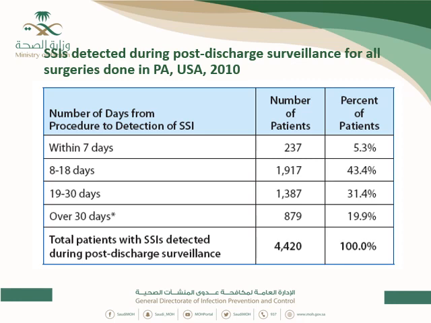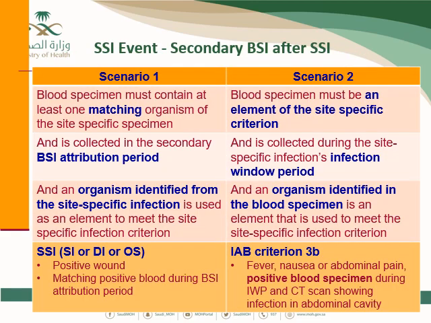This slide shows you the time for developing SSI and also detecting this in post-discharge surveillance. As you see, only 5% of the SSI can develop within the first week. And the highest incidence have been during the second and third weeks, where you have 43% between 8 and 18 days. And another 30% or 31% have been in the last 10 days of the month. Over 1 month is about 20%. And that's why they did 90 days surveillance for some types of surgery. But what we can know from this slide is that most of the SSI will be detected outside the hospital after discharge of the patient.